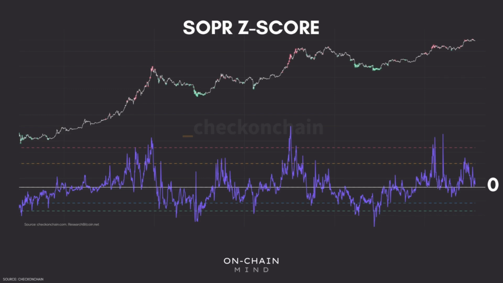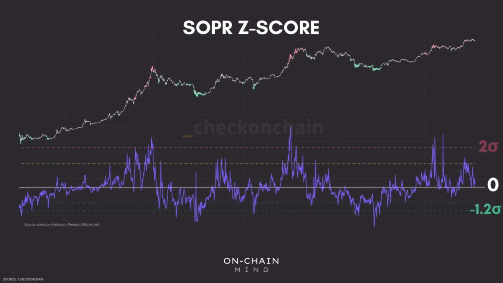Beyond these basic insights, traders can also use SOPR-Z in more advanced ways to fine-tune their entries and exits. Retests of 0 can help confirm broader market trends, while extreme SOPR-Z values, whether far above or below 0, can signal potential market tops and bottoms.